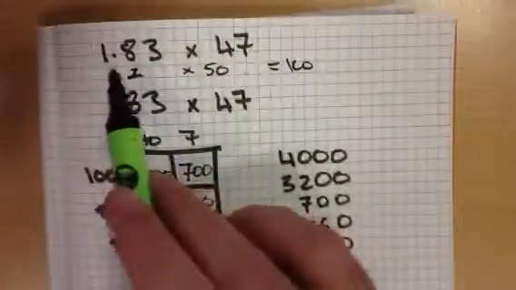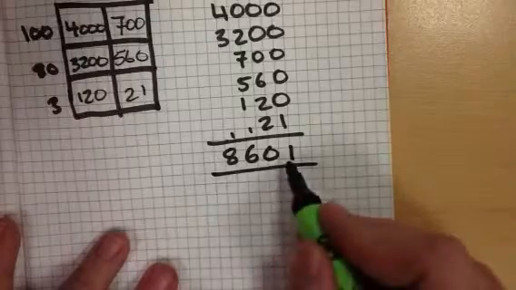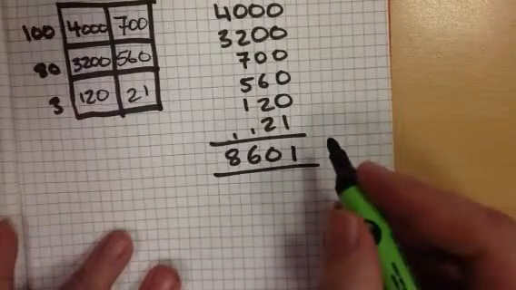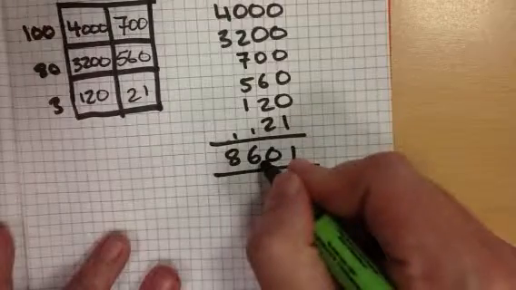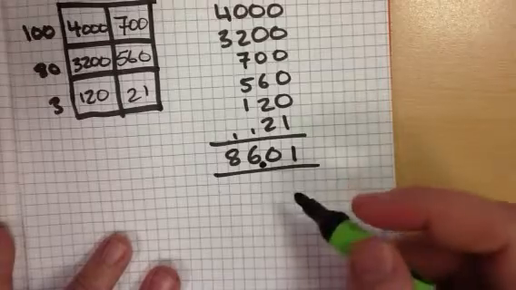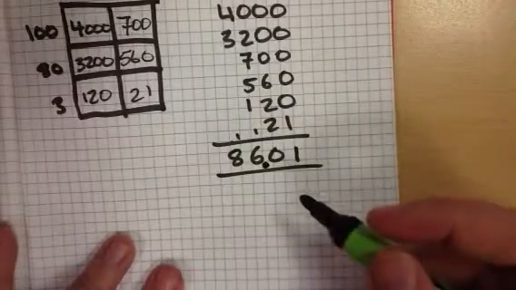Now, because it's 1.83 times by 47, it's going to include these digits in the answer, but I need to make it as near to 100 as possible. So I'm going to place a decimal point where that is true. And it has to be 86.01, and that is my answer to the question.